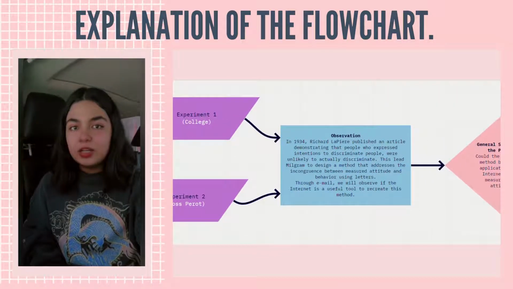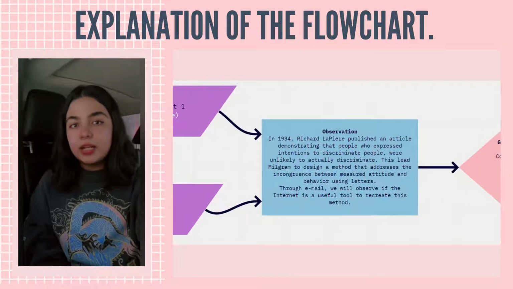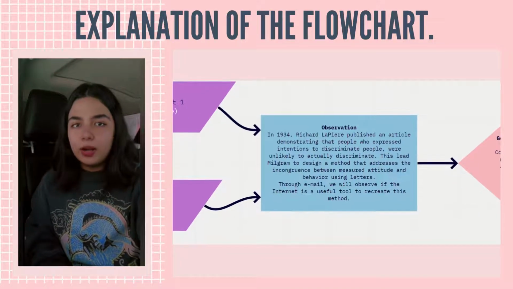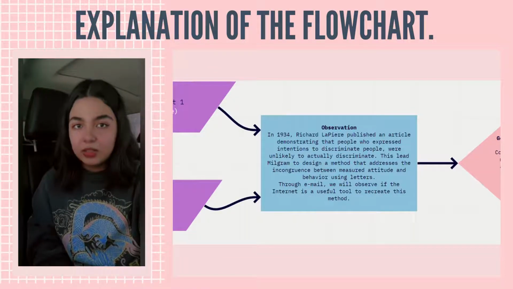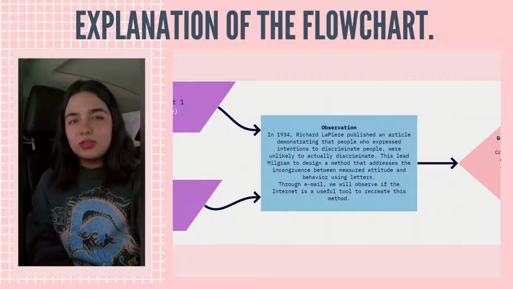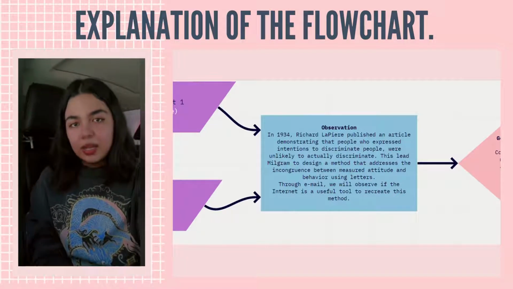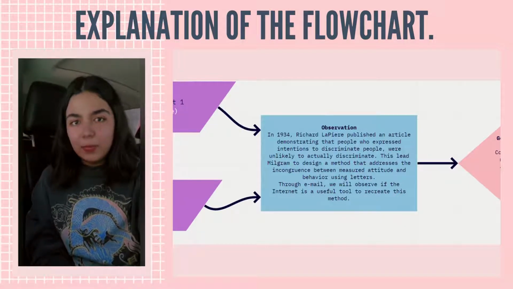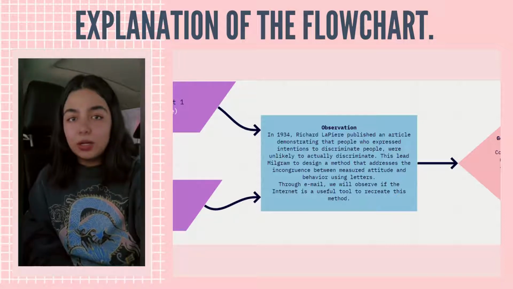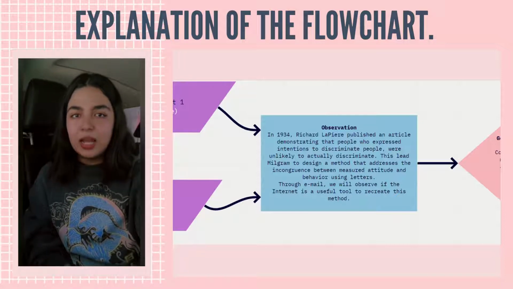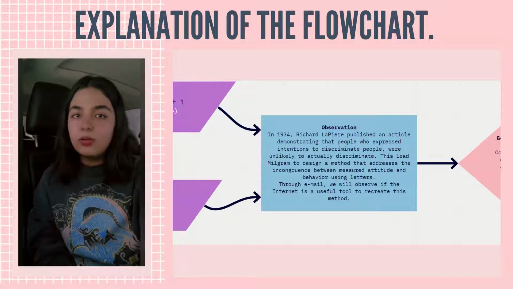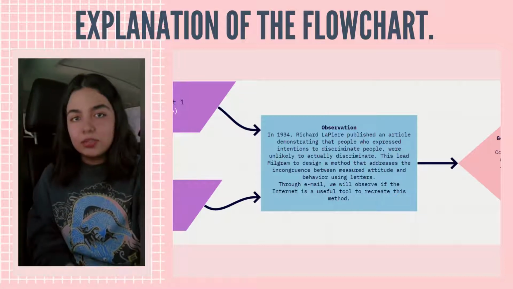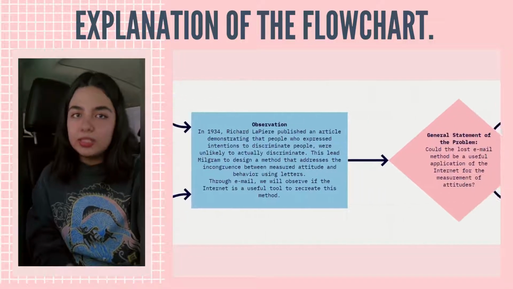First, we will start with the observation. In 1934, Richard Lapierre published an article that demonstrated that people who shared intentions of discrimination were unlikely to actually discriminate. This led Milgram to create a method that addresses the possible incongruence between measured attitude and behavior using letters. Now we will see if the internet is a useful tool to recreate this method.